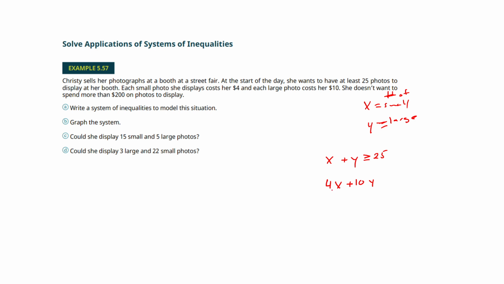So do you see what I've done here? We've seen this idea before. We're just multiplying the cost times how many we have, like we did with the coins. We've done this many times. So $4 for the small, it's $10 per large. So this is now a total amount of money. Now, she doesn't want to spend more than 200. Well, that's the total amount of money. So no more than 200 would be less than or equal to 200.